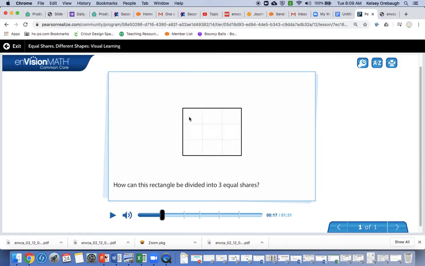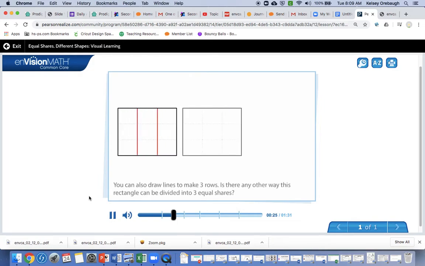So each row and column has the same number of squares. 3 in each column, 3 in each row. This is called a 3 by 3 rectangle. 3 across, 3 down. You can draw lines to make 3 columns. You can also draw lines to make 3 rows.